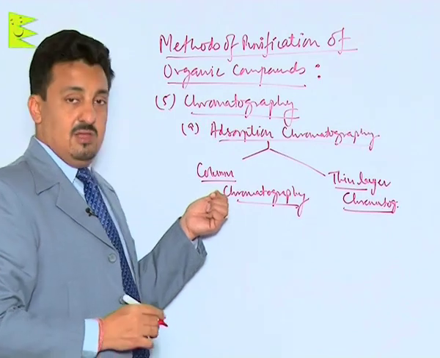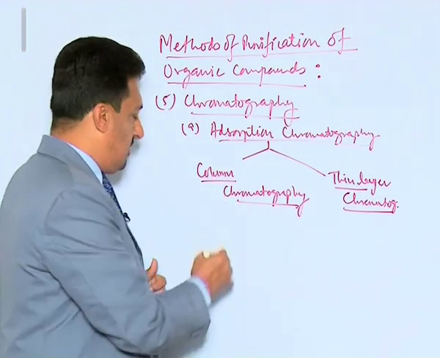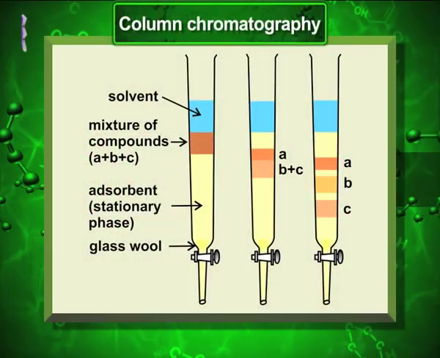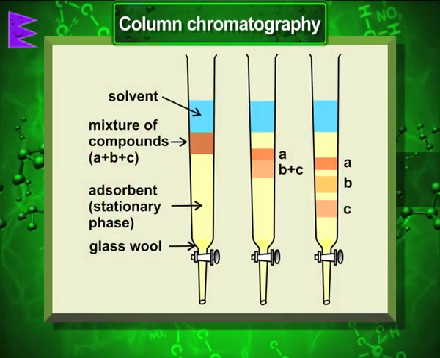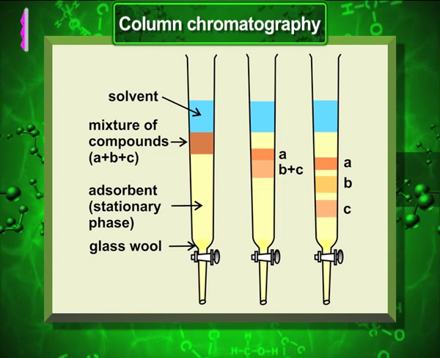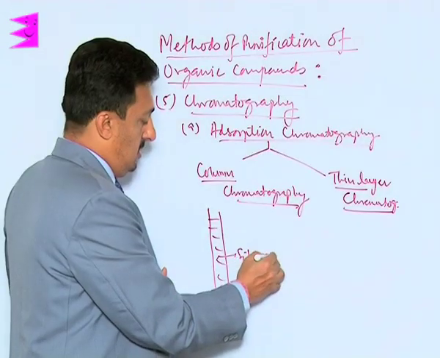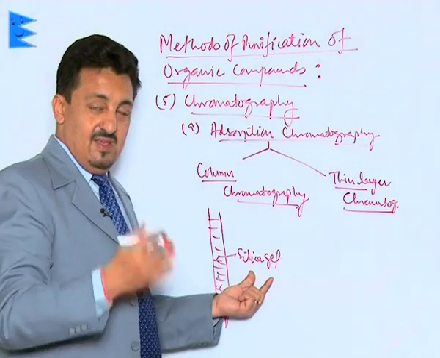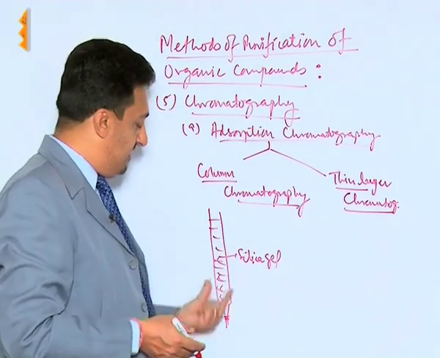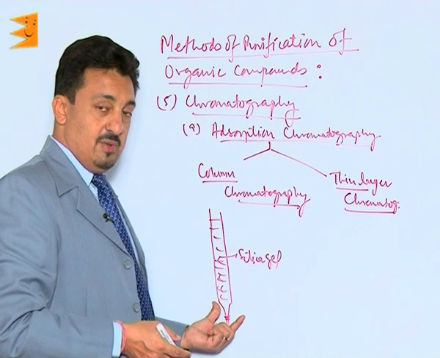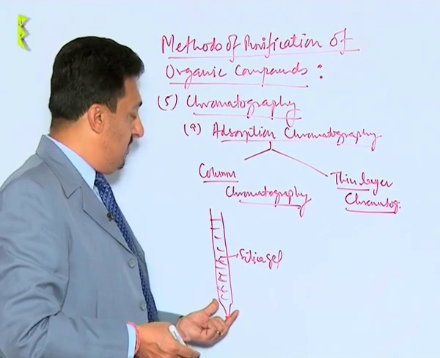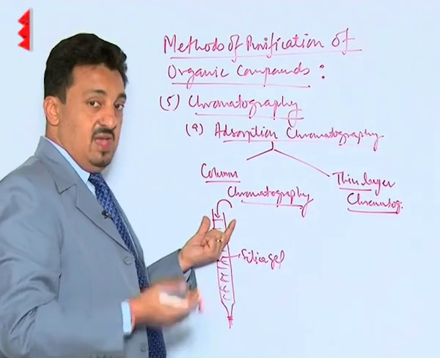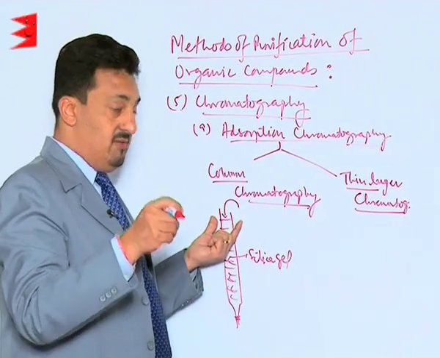Now, what is column chromatography? In column chromatography, we use a long column tube which is almost like a burette. We fill silica gel into this, and then the silica gel paste in a suitable solvent is added to this chromatography column. And then we add the mixture of the components above this, and then again the same suitable solvent is added.